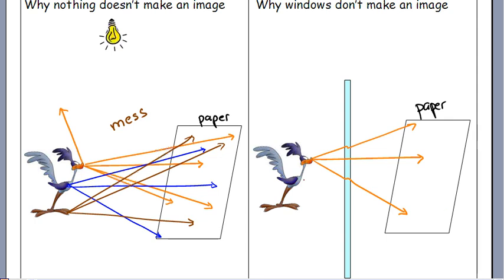Here's some wing light coming along, little jog, maybe lands there, more wing light. Still a mess. But let's finish with this.